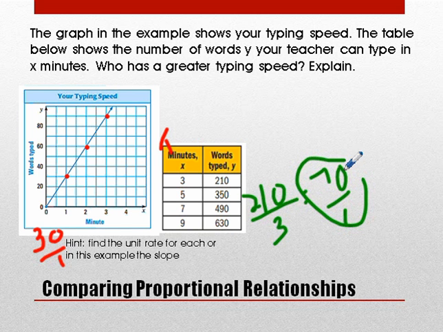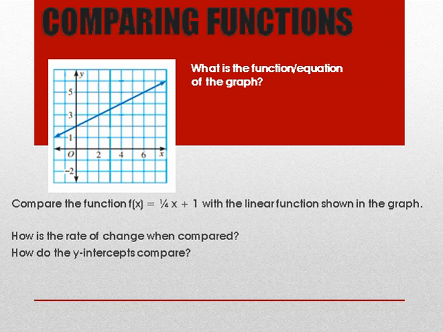Do I have two things I can compare? I certainly do. The other thing I could have done is say, okay, at 3 minutes, I can type 90 words, and at 3 minutes, she types 210. She's typing more words because she's faster, because she's getting more words typed per minute, which goes right with the explanation. So hopefully that's not too confusing and it makes sense to you. We really were just trying to figure out who was typing faster, and that one was pretty easy just by looking at the unit rate, which in that case is the slope.